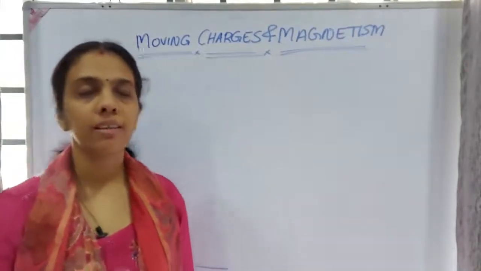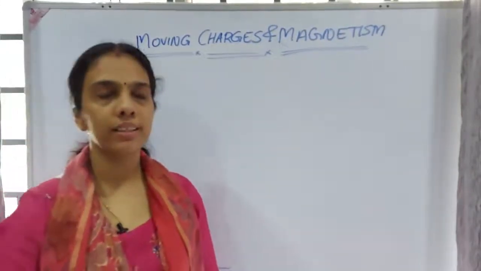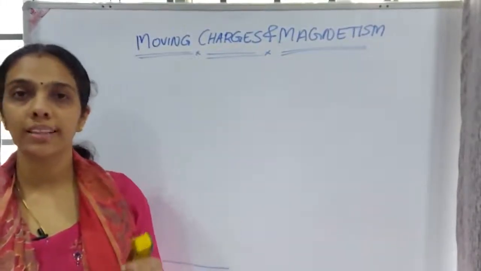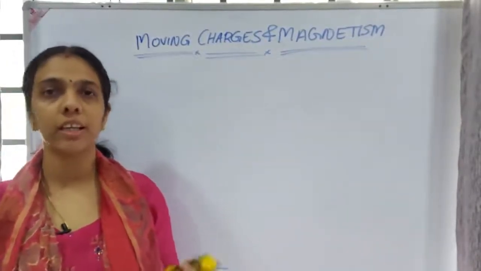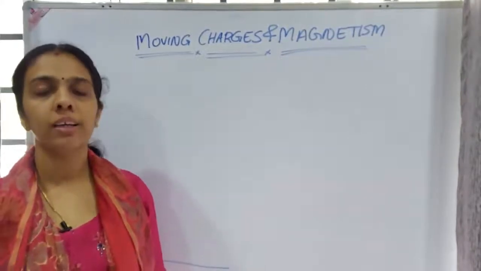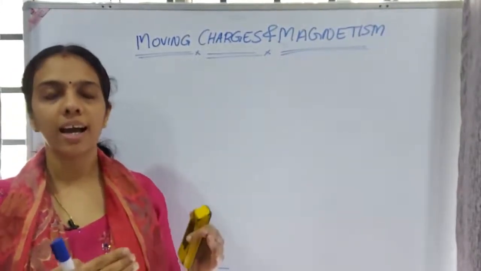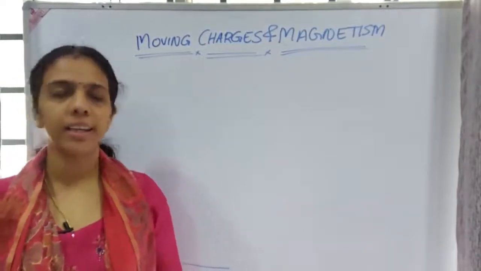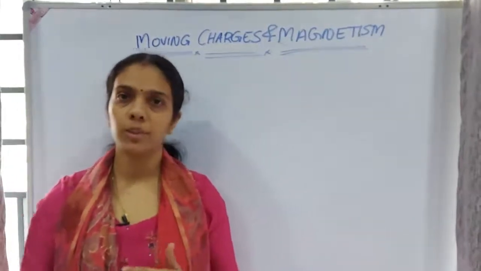In this chapter, in the last revision class, we learned about the Lorentz force. What will be the force acting on a charge in a uniform magnetic field? If it is present in a uniform electric field, what will happen? Up to the Lorentz force we learned, right, and the velocity selector also we learned.